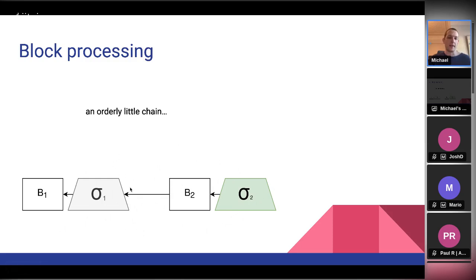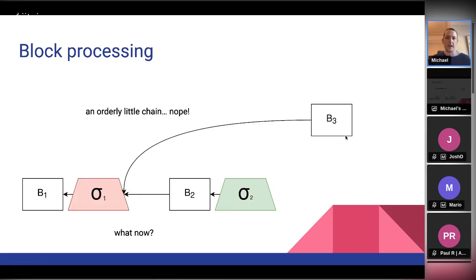So the problem with this is what happens if you get a reorg or an attempted reorg where suddenly there's a new block that doesn't know about block 2, and it wants to build on the state from block 1. So it wants to build on sigma 1. This would be a cache miss. So you have sigma 2 in memory, but you don't have sigma 1. So then you have to rebuild sigma 1, and this is maybe going to be slow, because you might have to load some data from disk. You might have to redo some block processing to get to that point.